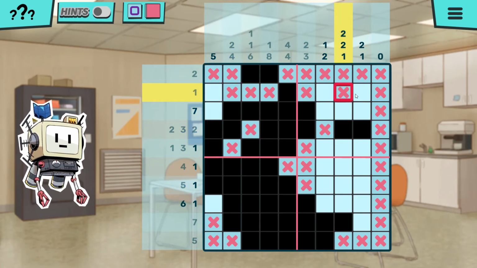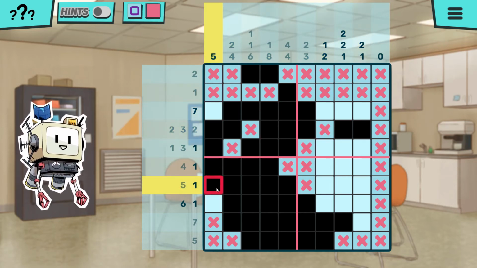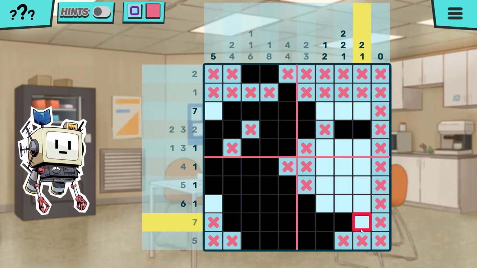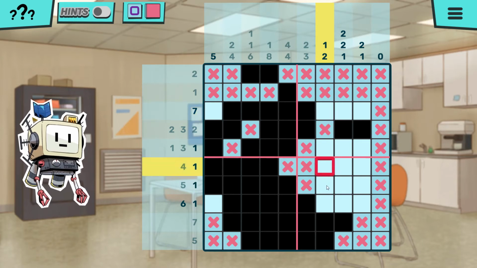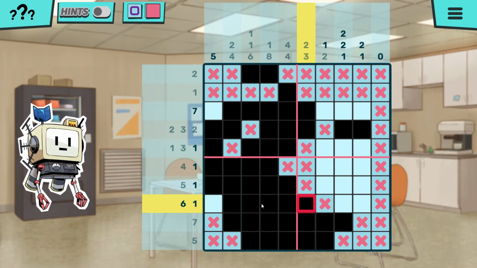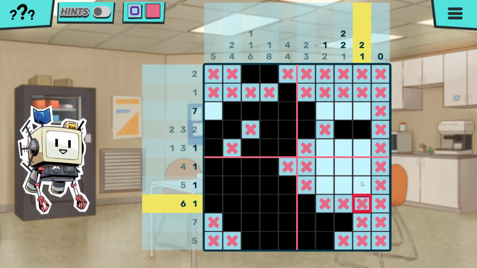The 1 is filled, so these are blank. Alright, the 7 is full, so this is blank. Got a 1, 2. The 2 is filled, so this has to be blank. Which means this is a 6. These have to be blank.